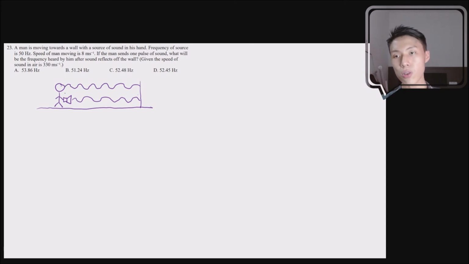Okay, so we know that the frequency of the sound source is 50 Hertz. And we know that the person here is traveling with 8 meters per second towards the wall. And the speed of the sound traveling in the medium should be 330 meters per second. So that is what we know about the situation over here. So we know this will be related to the Doppler effect, but let's try to think about the situation more clearly. Okay, so the person is moving towards the wall. So the sound source is moving towards the wall. So let's treat right now the first part.